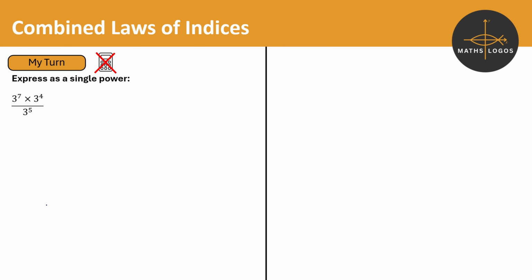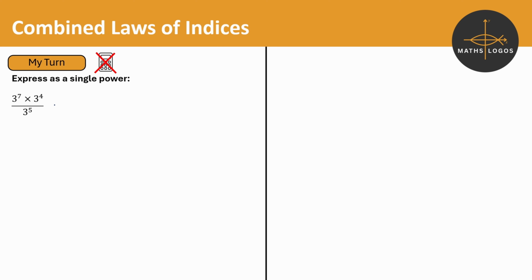Hi everyone, in this lesson we're going to look at the combined laws of indices, so all of them together in different questions. Let's have a look at this first one. Our question says, express as a single power 3 to the power of 7 multiplied by 3 to the power of 4 divided by 3 to the power of 5.